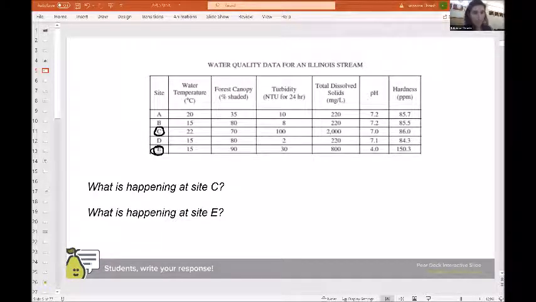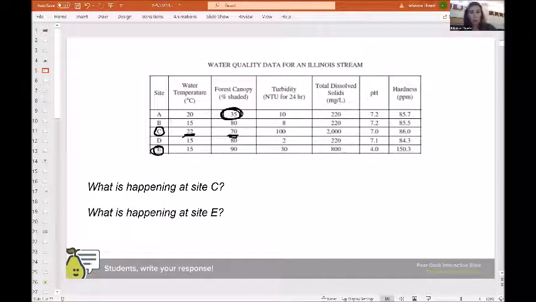Okay, so let's take site C first and look at how it is different from the rest of the data points for this stream. So let's look at C as it compares with water temperature. Now, it is a little bit higher than most of the other sites. The only other place that has a higher water temperature is site A, but we can see why. Look at the forest canopy. It's a lot less shaded. That means that parts of the stream are more exposed to sunlight, and so it should be a little bit warmer. But what's weird about C is that the canopy cover is pretty similar to B, D, and E. So why the higher water temperature?